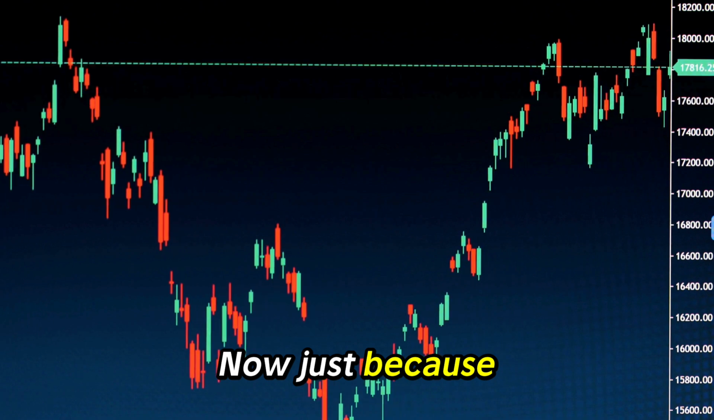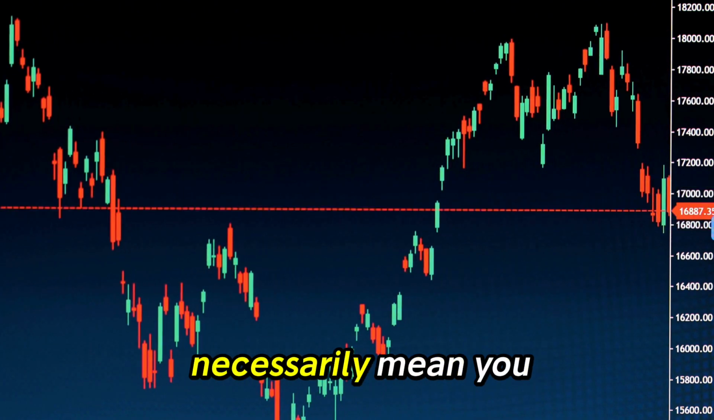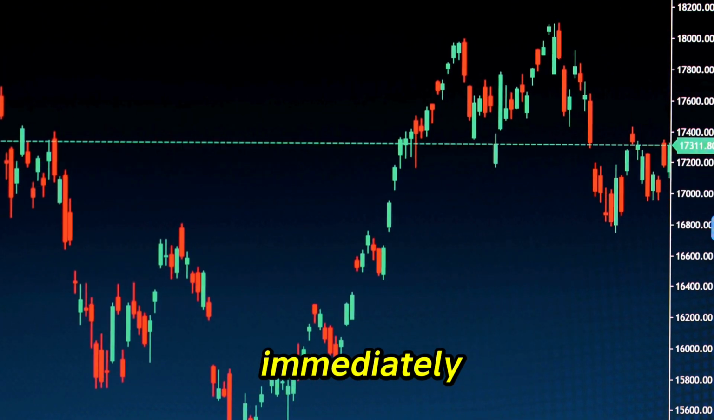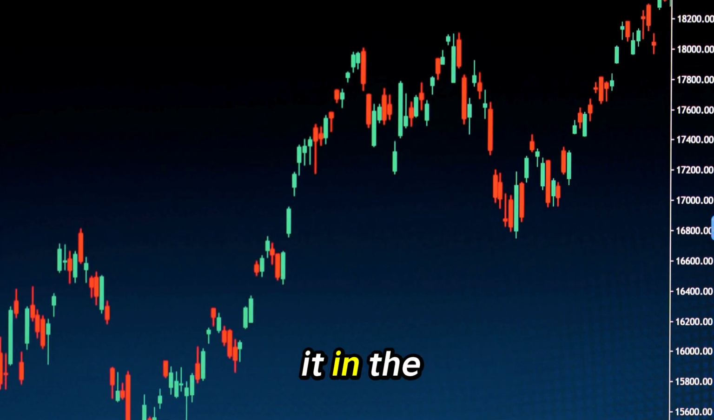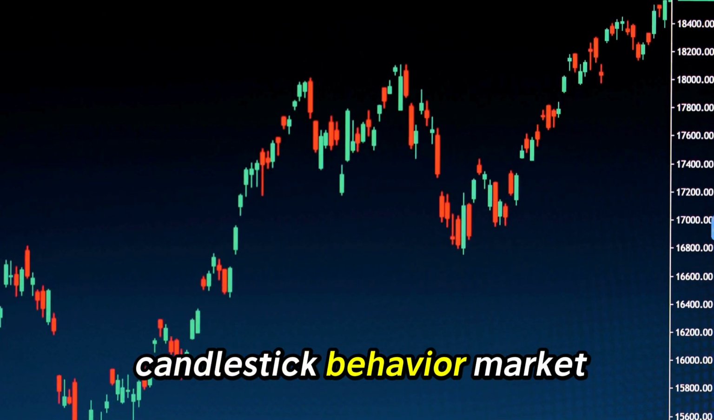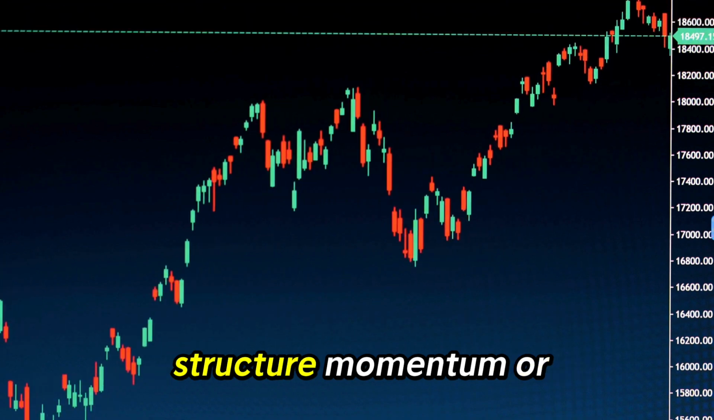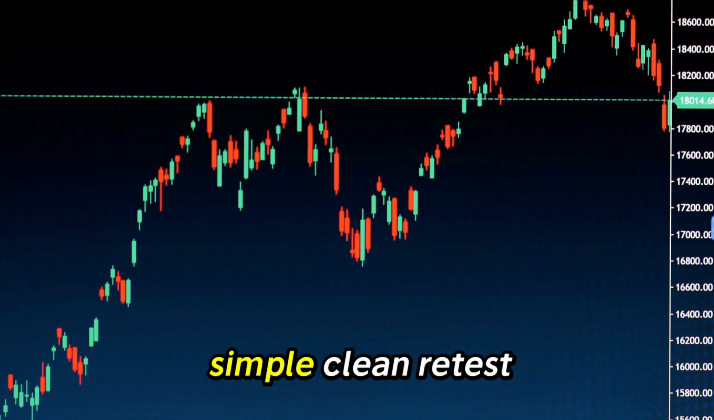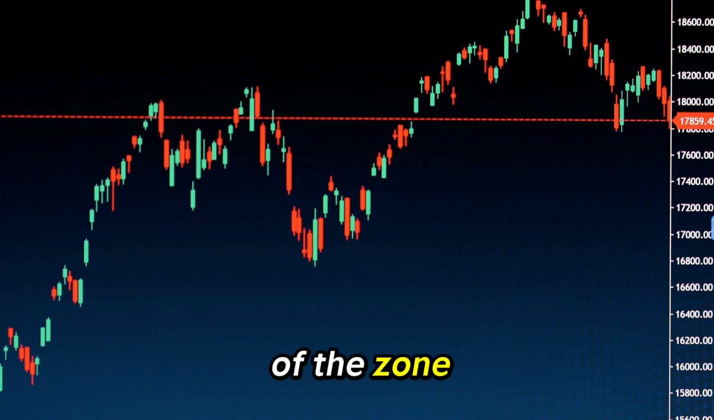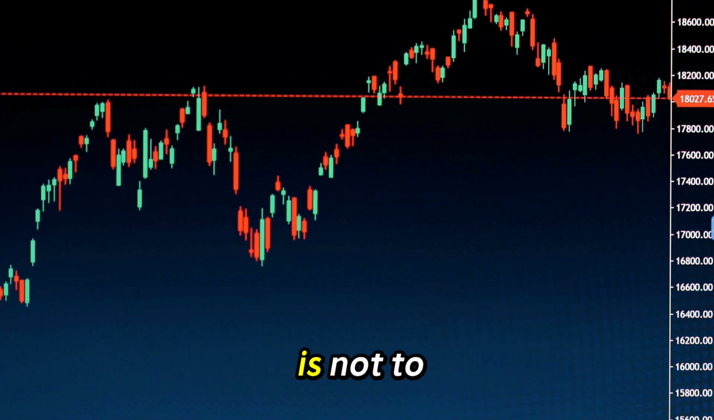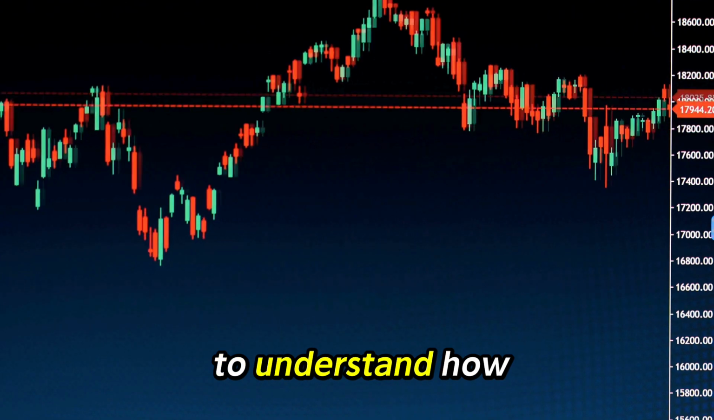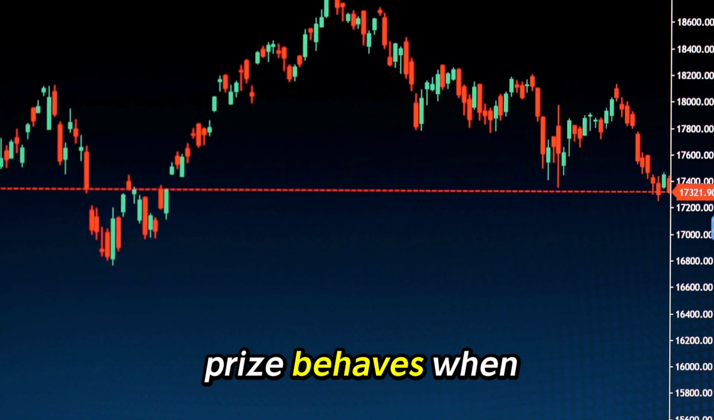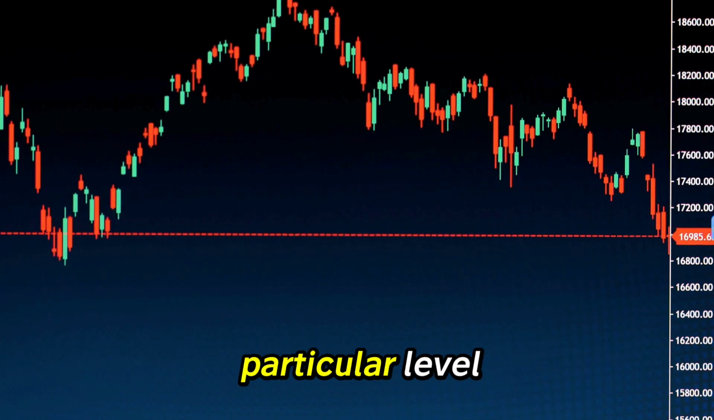Now, just because price touches the level doesn't necessarily mean you should rush in immediately. A better approach is to wait for confirmation, be it in the form of candlestick behavior, market structure, momentum, or even just a simple clean retest of the zone. Remember, the goal is not to mark a line on the market. The goal is to understand how price behaves when it reaches that particular level.